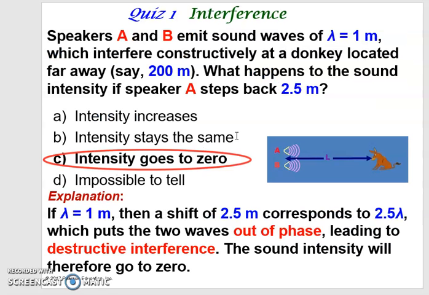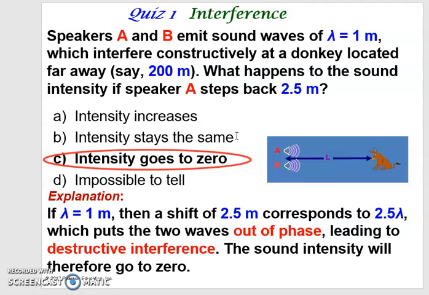So let's look at the answer. Because the wavelength is 1, if you shift speaker A 2.5 meters afterward, this is a distance of 2.5 wavelengths. By doing that, when the wave propagates from the source at A and reaches the position of the donkey, they will now be out of phase. So it will be a completely destructive interference.